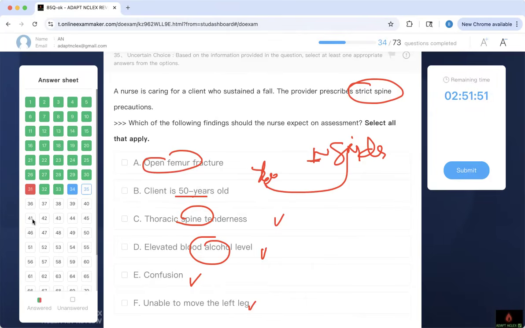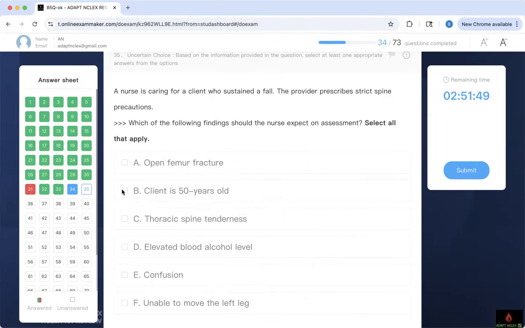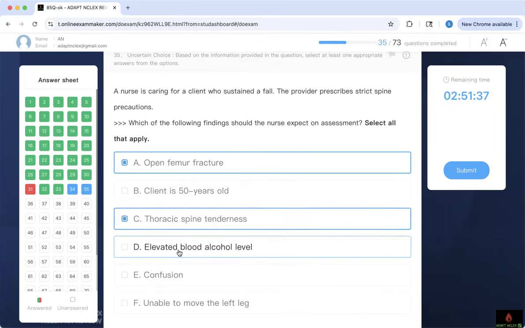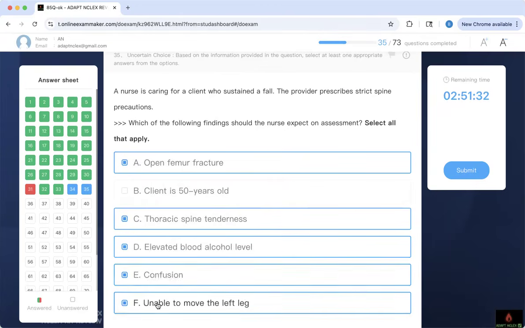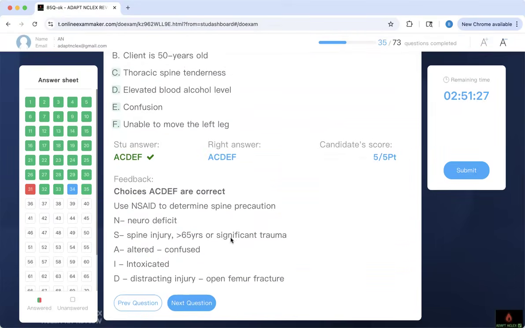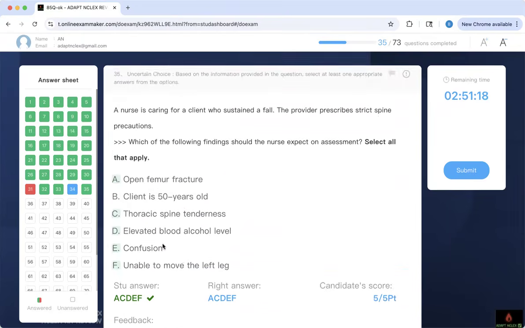Therefore, let me make it easy for you. NSAID, open fracture is a what? Distracted injury. Client has to be more than 65. Thoracic spine, spine tenderness. Alcohol level is bad. They will be confused. And they're unable to move their extremities. Neurological deficit. And this is what you do. Take a picture of it and use it, right? Neurodeficit, spine injury, significant trauma, altered confusion, intoxicated, distracted injury is what you use for NSAID.